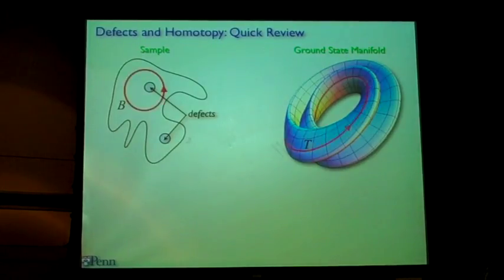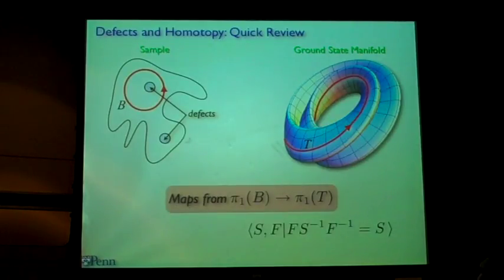And what you do is you look at maps from the fundamental group of the sample to the fundamental group of the ground state manifold. And those maps completely define the kinds of topological defects. And so I can talk about maps here. I go around this. If I focus just on one particular loop, a loop that goes around one defect once, then I can talk about all the possible non-trivial loops over here in the ground state manifold. Those are the stable topological configurations of the sample. Okay?